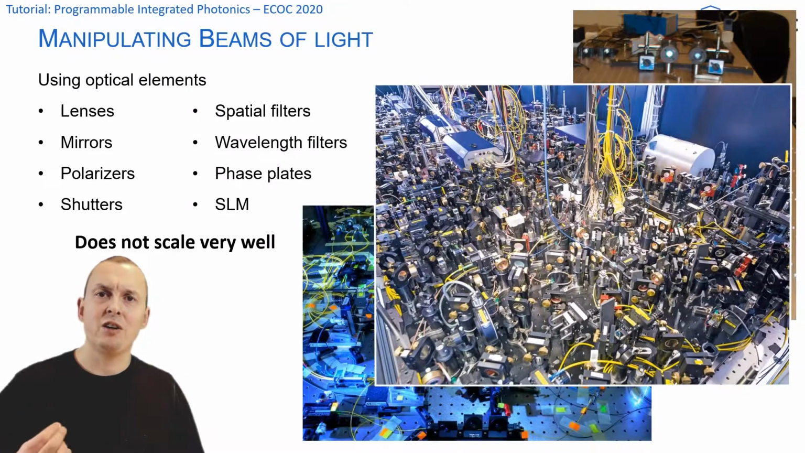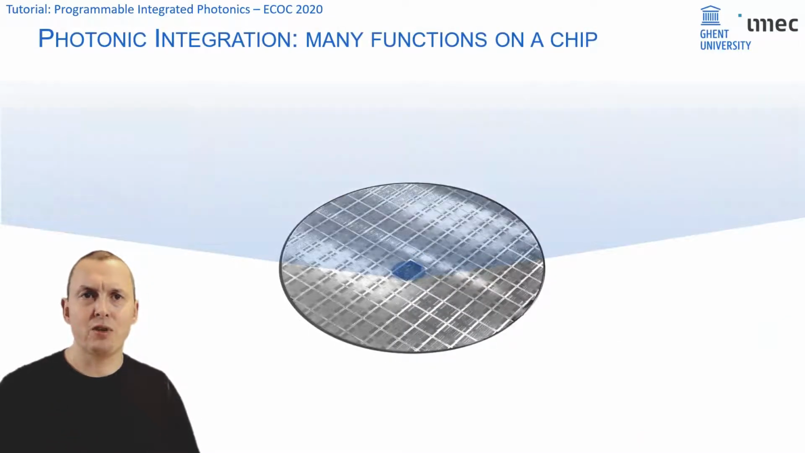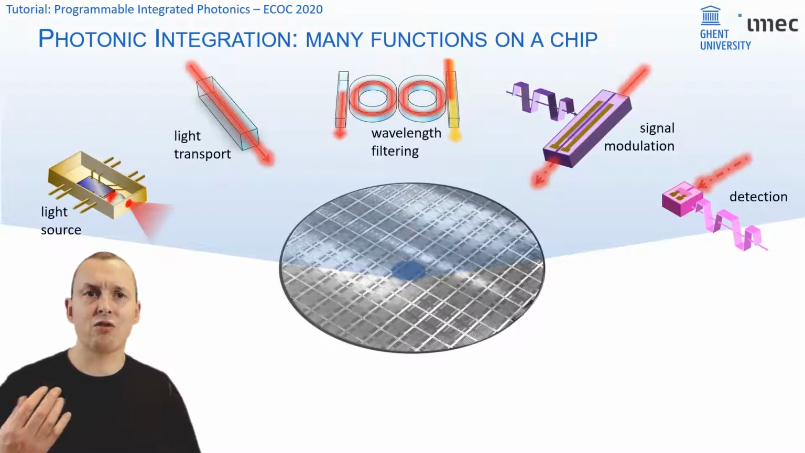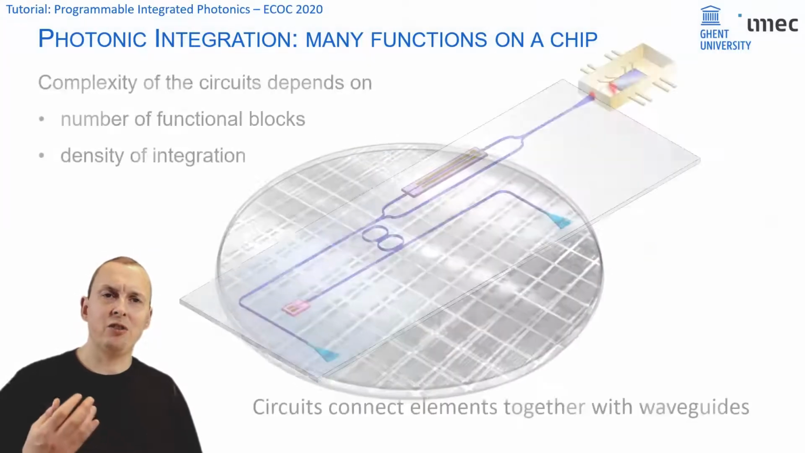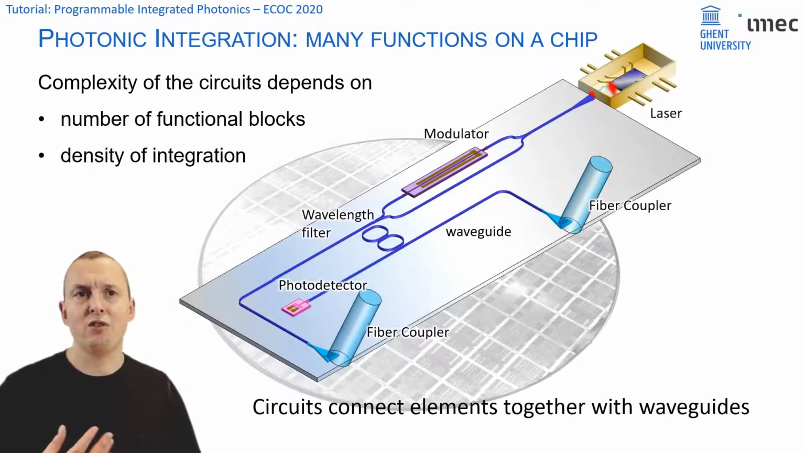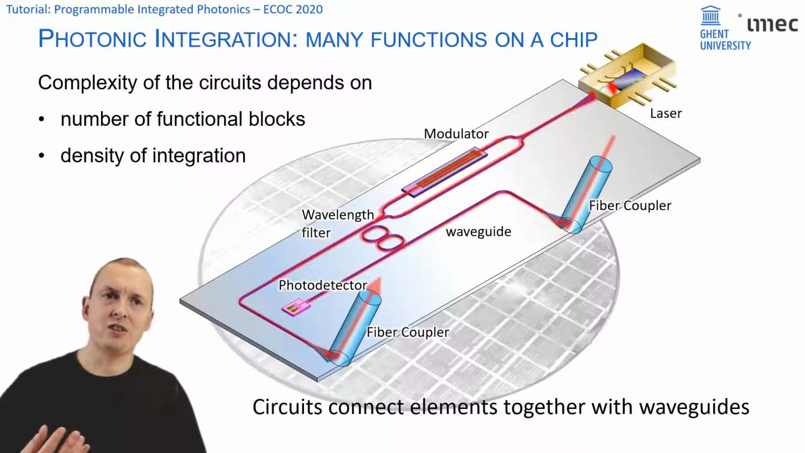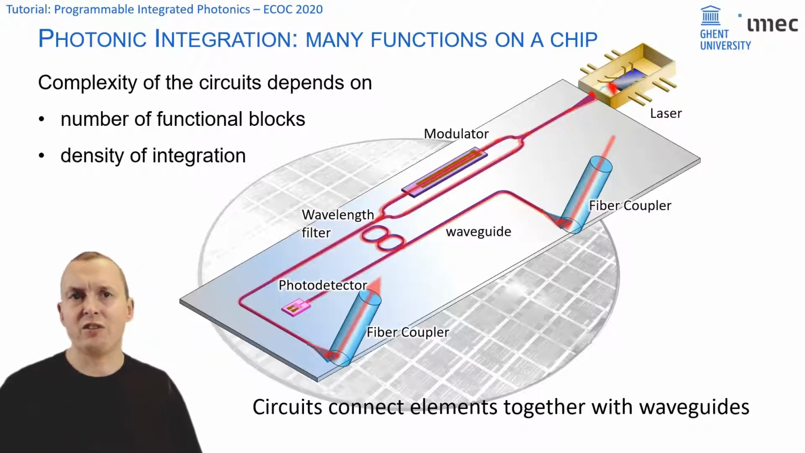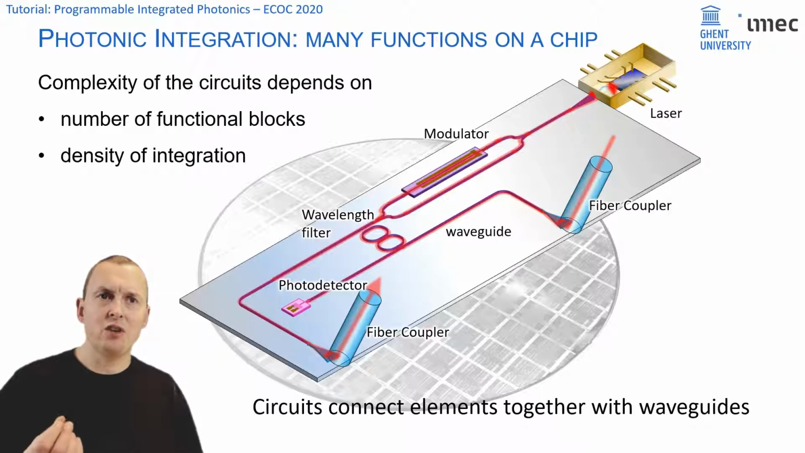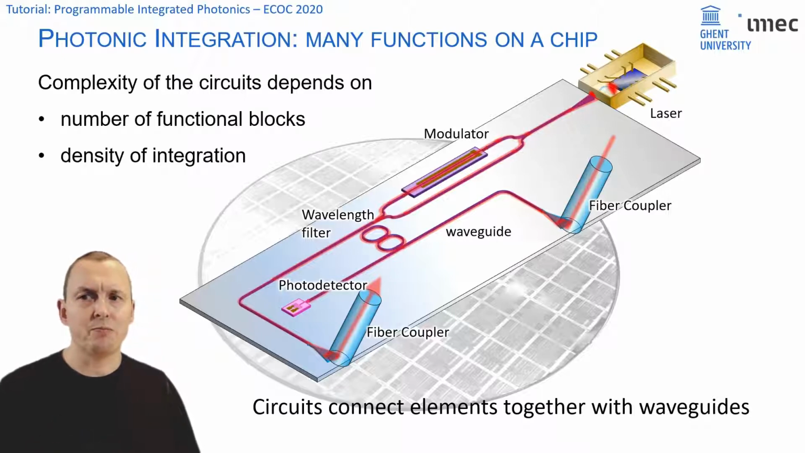We integrate photonic functions on a chip. And with these functions, we mean light sources, waveguides, filtering, modulation, detection. If you throw all of that together and connect these functional blocks with waveguides, you get a photonic integrated circuit. And the functionality of these circuits, just like in electronics, scales with the number of components that you can interconnect and the complexity of the interconnections. So in the end, if you want to make a complex circuit, you want to go to a large number of components.